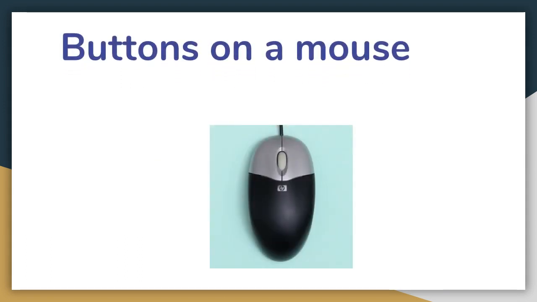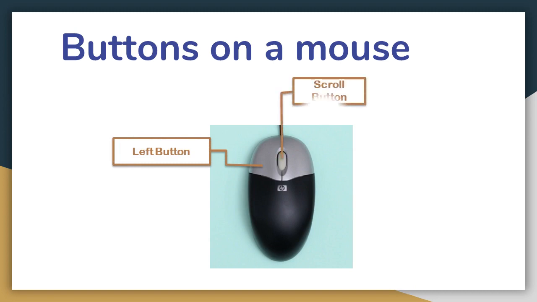Buttons on a mouse. There are 3 buttons on a mouse, namely left button, scroll button, and the right button.